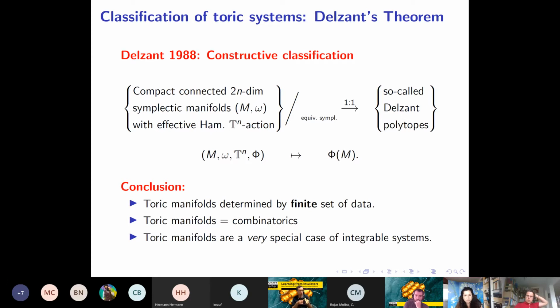toric systems. And they cannot be totally arbitrary polytopes. They need to satisfy certain conditions. But this also means that it's super nice. It's super practical because toric systems therefore are classified by a finite set of data. You can do it by combinatorics, but it's of course super special. And let's face it, how many systems are toric? There aren't that many.